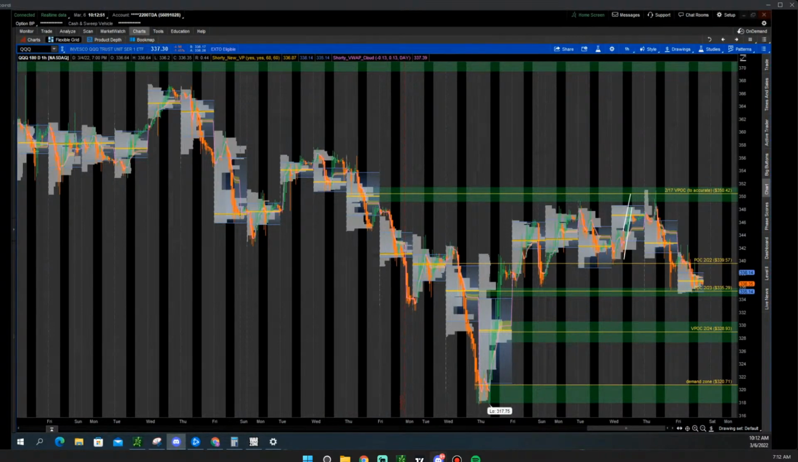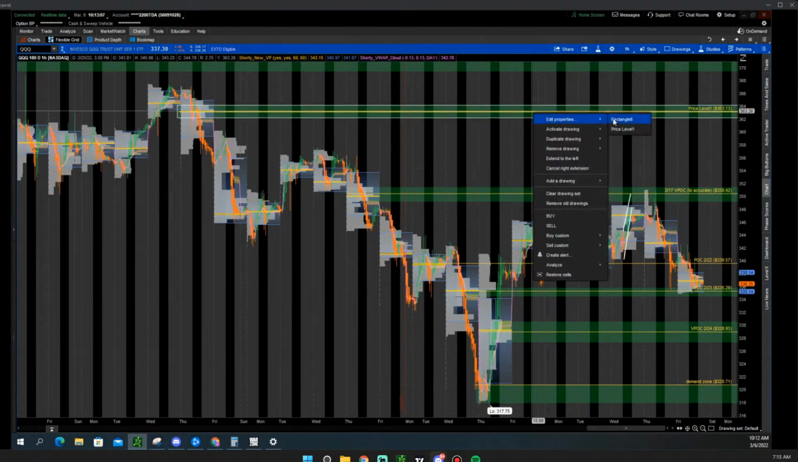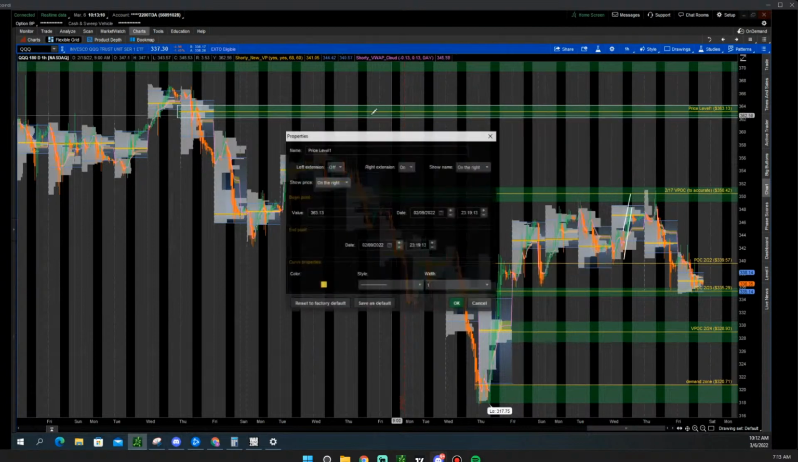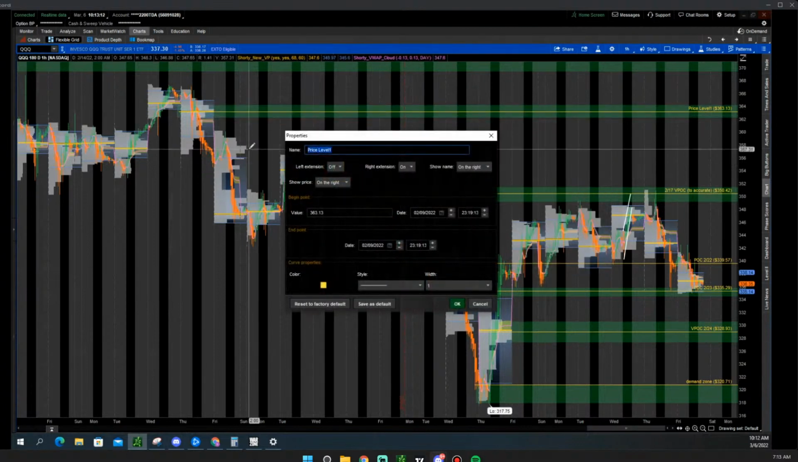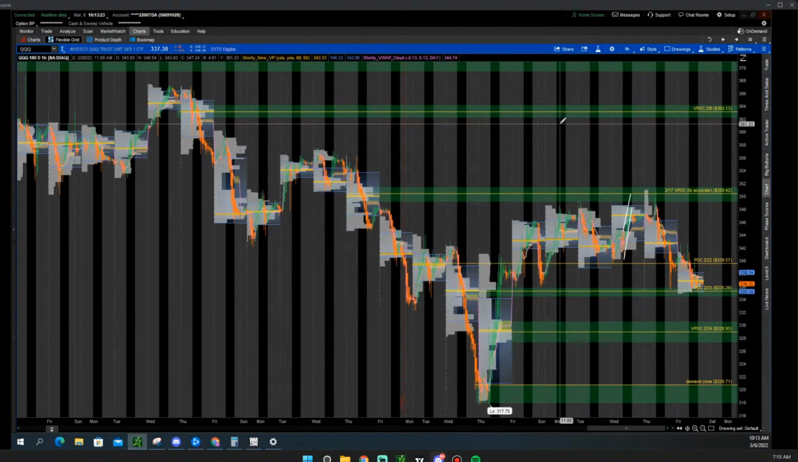So what questions do you guys have about POCs, VPOCs? Do you guys understand how to find them? I can find them in my sleep now. So there's a VPOC here. I see the price never came back to test it. This will be a major, major supply zone. What would you look to do when this hits? Short it. You're looking to short it, correct? So this would be a major VPOC to short from. And it will hit, guys. I promise this will hit.